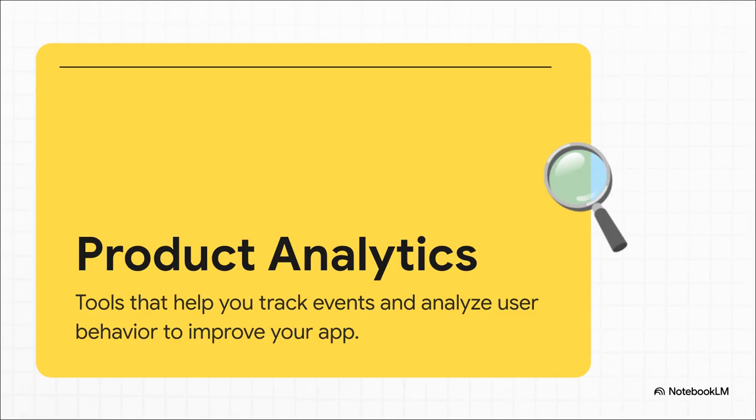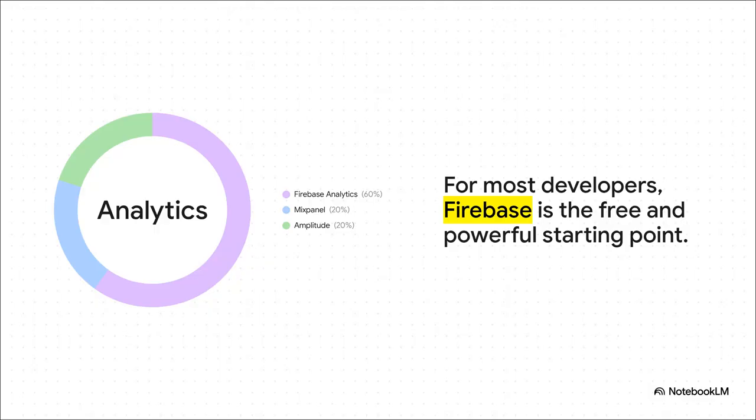Product analytics tools let you see exactly what features people are using, where they're getting stuck, and how they're actually behaving inside your app. And let me tell you, that information is absolute gold. So where do you start with all this? Well, for the vast majority of developers, the answer is pretty clear. Google's Firebase Analytics. It's free, it's incredibly powerful, and it fits perfectly into the whole Firebase ecosystem.